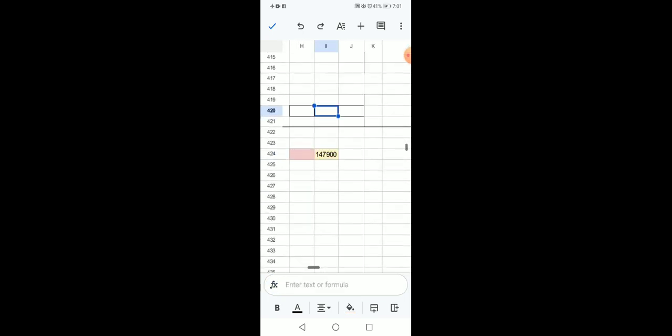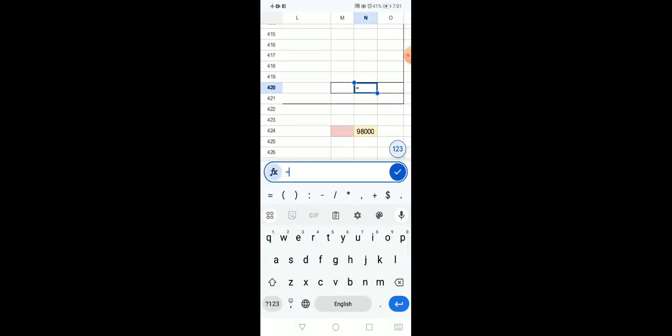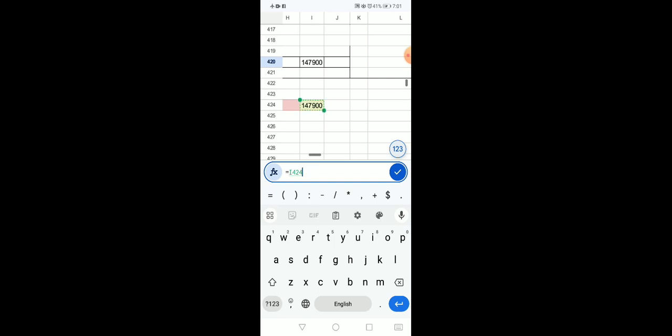Step number 2, make a comparison. 147 here, 98 here. What amount is the larger amount, 147 or 98? The larger amount is 147. You will write the total of the debit side, 147,900, and you will write on the credit side of the cash book the same amount, 147,900.